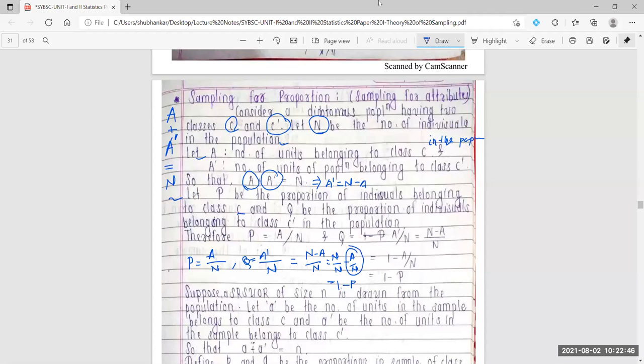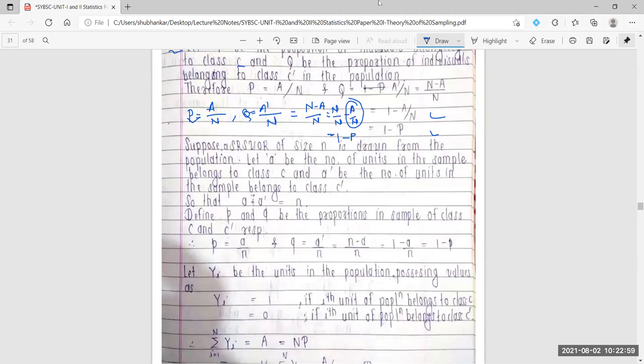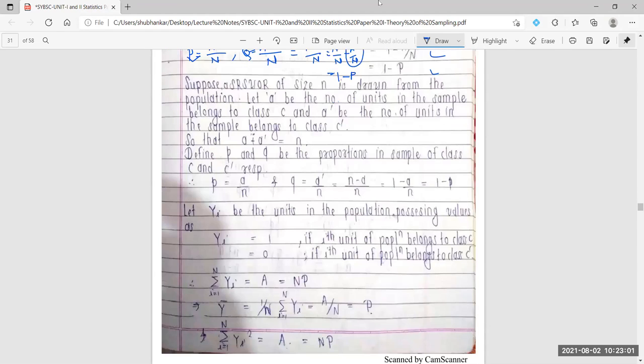So what is A by N? A by N means P. N by N means 1. So 1 minus P. Here we got the relation Q is equal to 1 minus P. Okay. Suppose a simple random sample without replacement, SRSWOR.